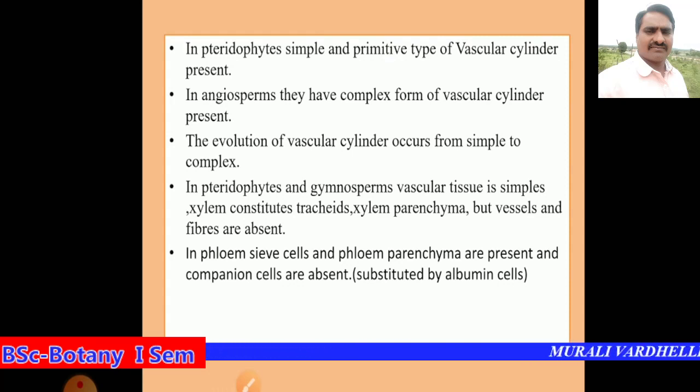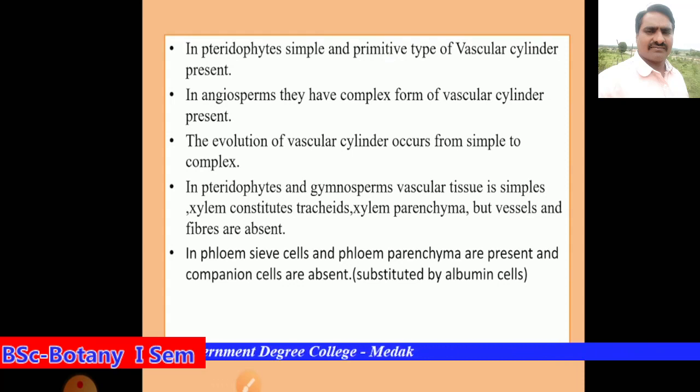So in pteridophytes, the vascular tissue is very simple, right? Xylem consists of tracheids and xylem parenchyma, but they do not have xylem vessels and fibers. So in pteridophyta and gymnosperms, xylem vessels and fibers are absent. Only tracheids and parenchyma are present.